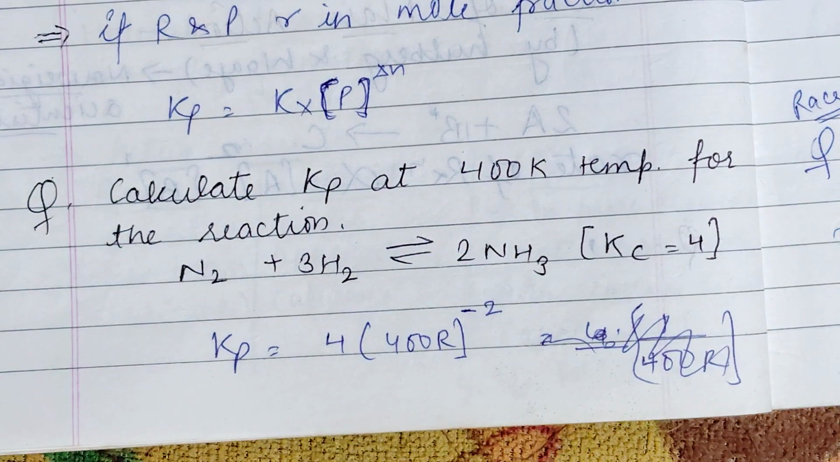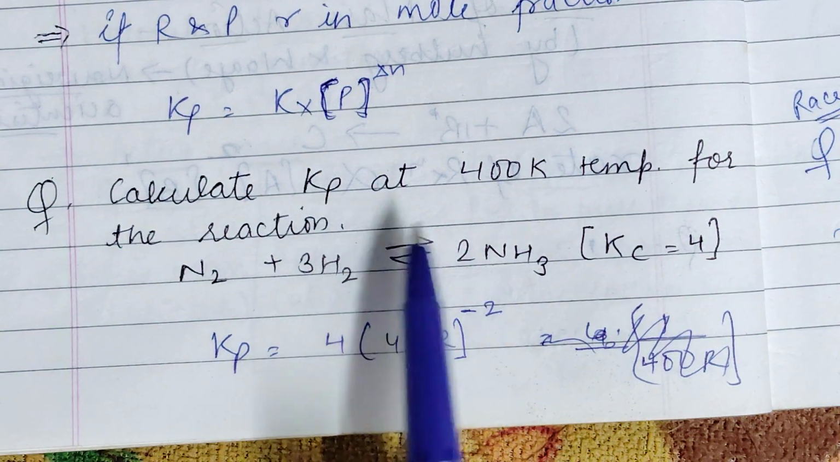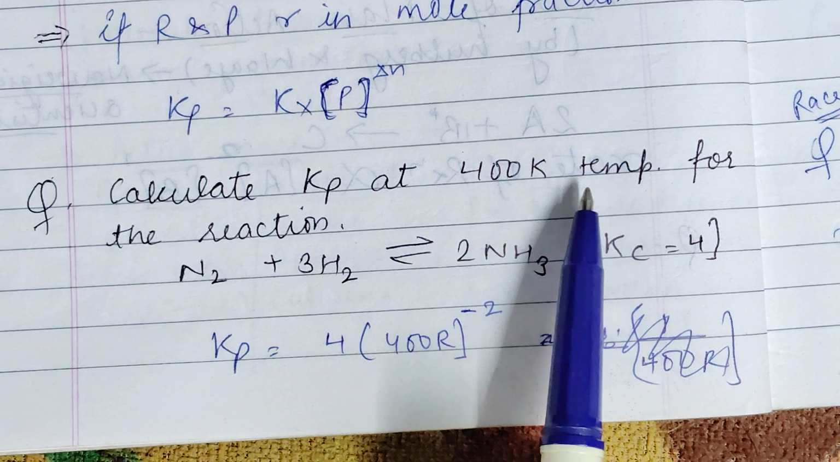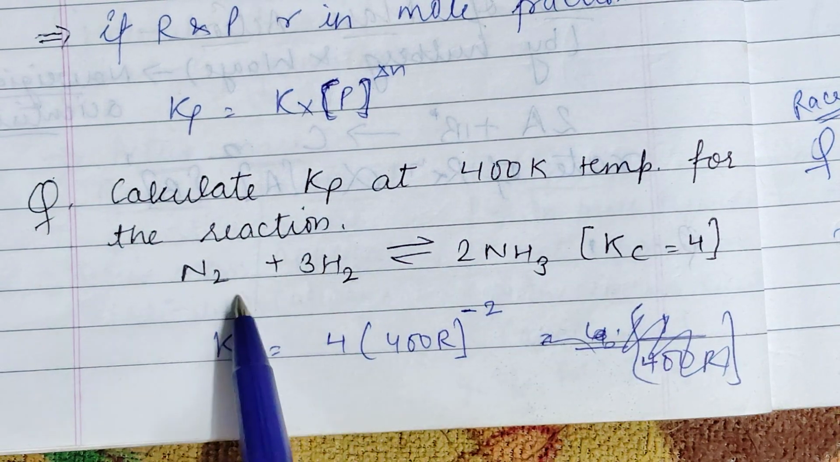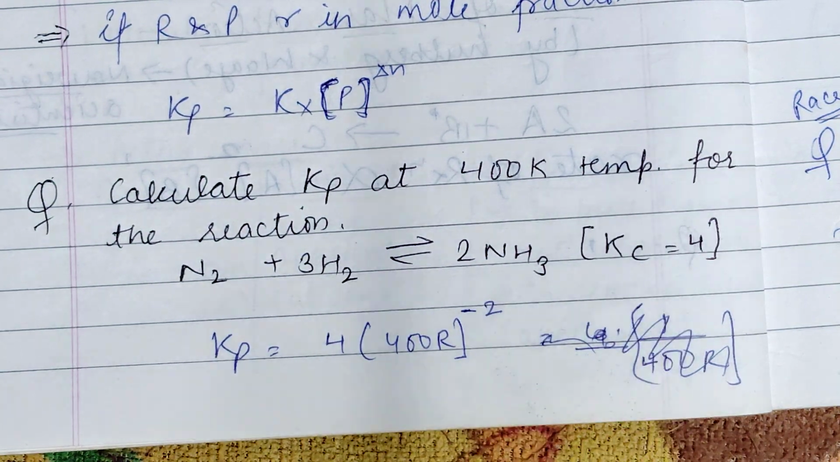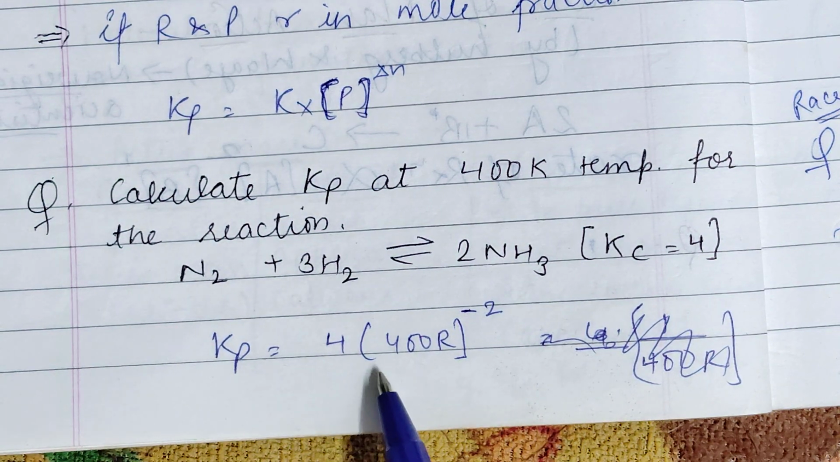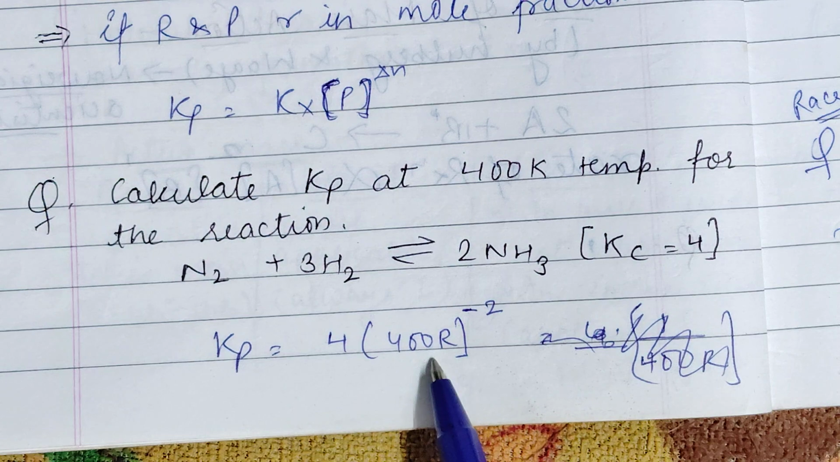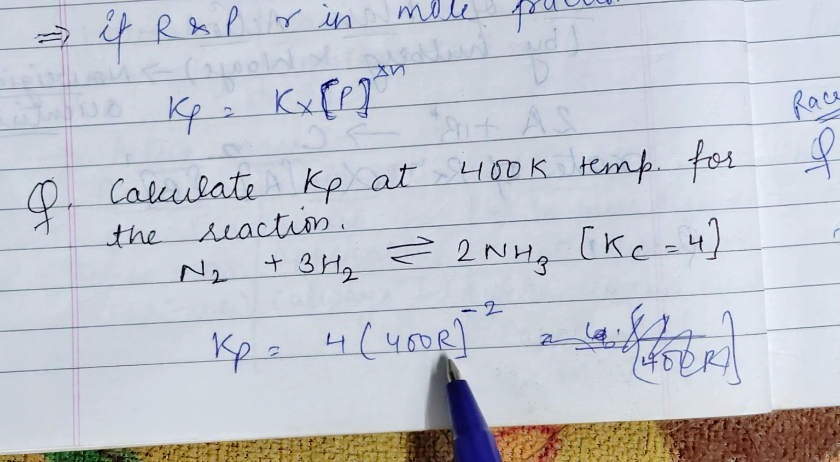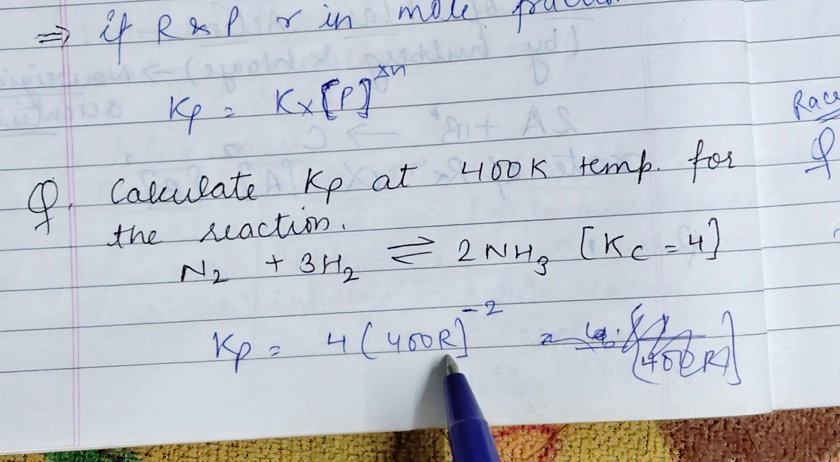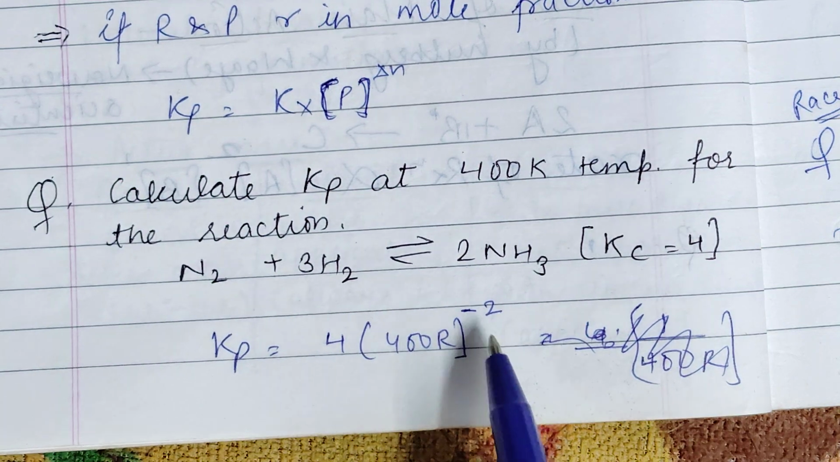Next question: calculate Kp at 400 Kelvin temperature for the reaction N2 plus 3H2 gives 2NH3. Kc is given as 4. So Kp equals 4, and there is 400 R, 400 R power minus 2.